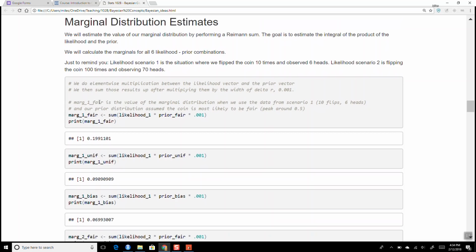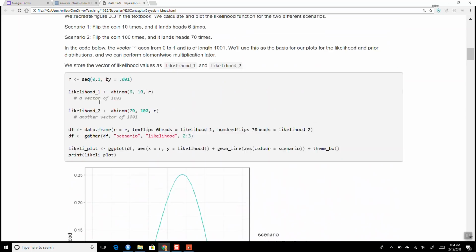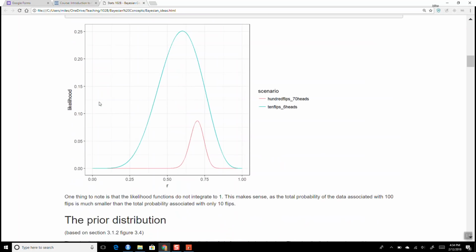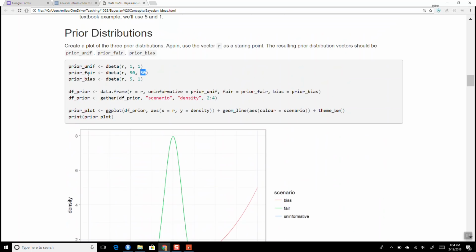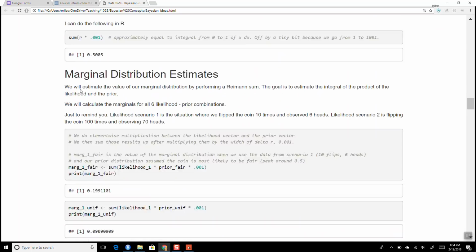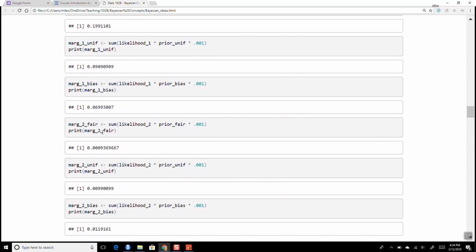So here, we've already calculated our vector of likelihoods. There's 1,001 values here in this vector of likelihoods, and I've got 3 vectors of priors, and those are all vectors of 1,001. And so I just do element-wise multiplication across these two things, multiply it by the width between each estimated value in those vectors, and then I sum them up, okay? And so this will give me the marginal values for all of these different things.